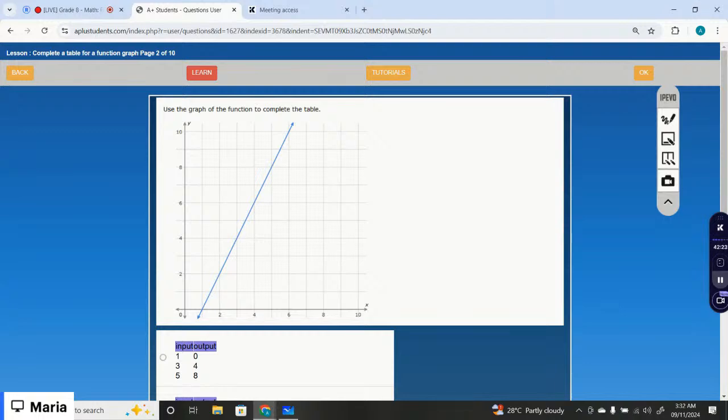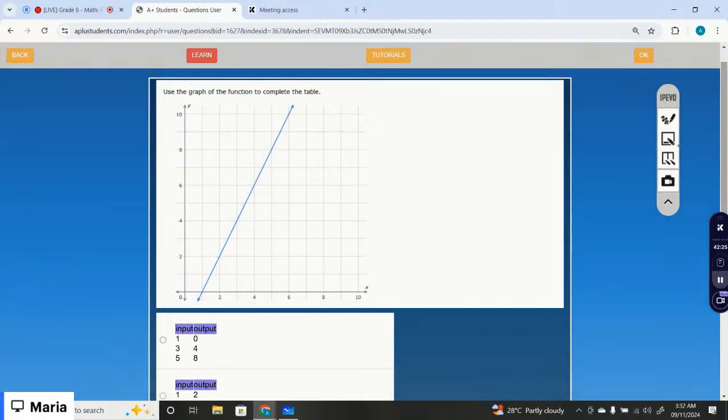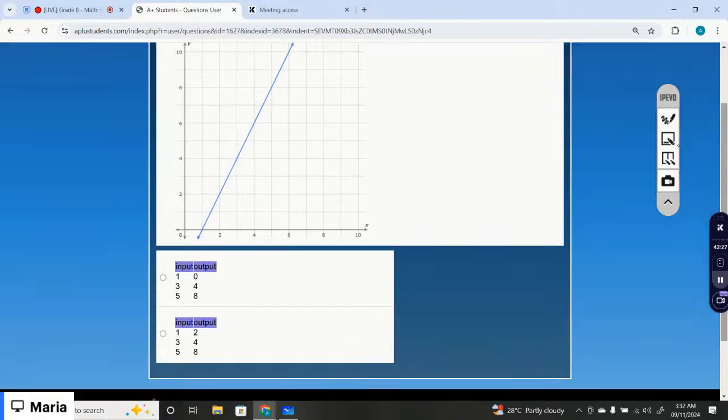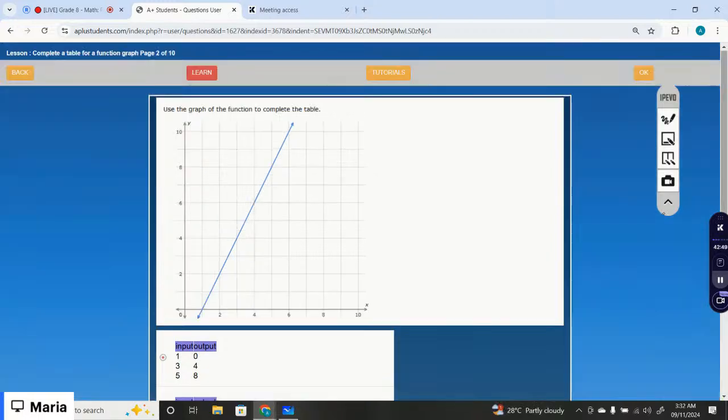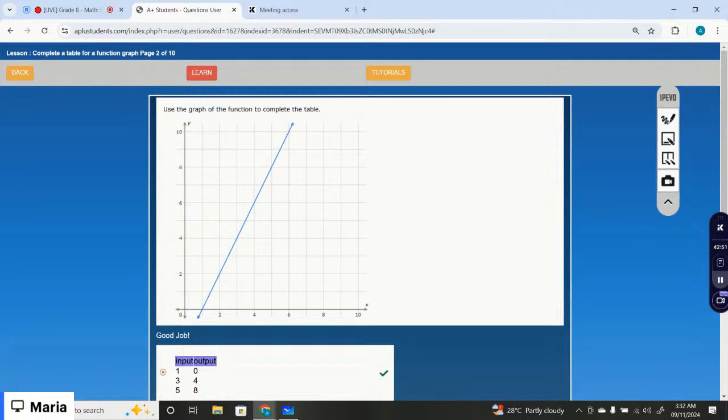Use the graph of the function to complete the table. You need to find at x equals 1, right? Because x equals 1 has different values. So here is x equals 1, right? So that means when x equals 1, y is 0. Option number 1 is the correct option.